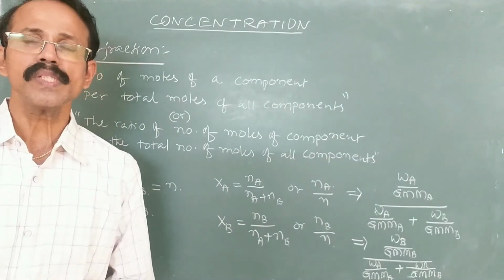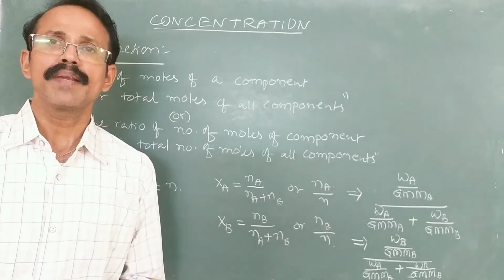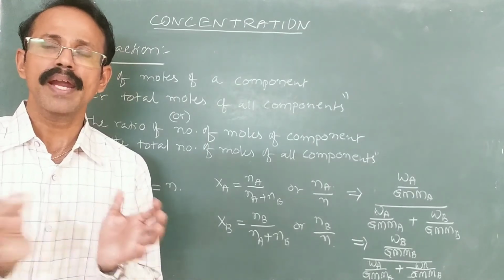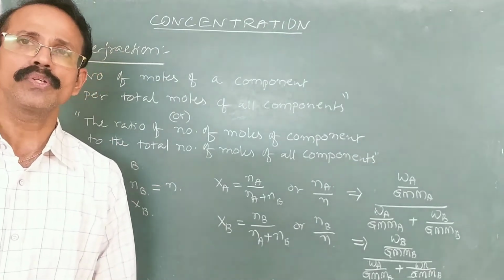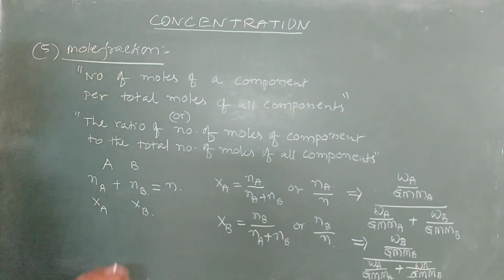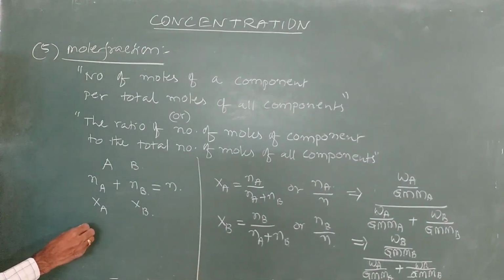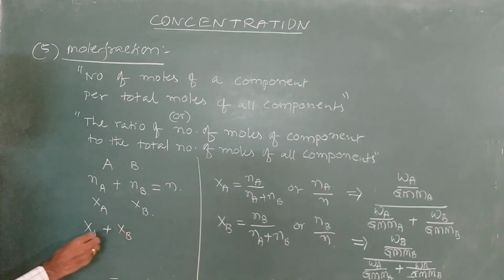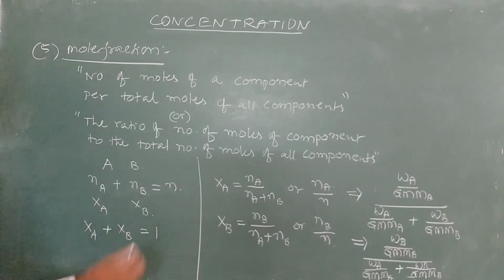Now, the sum of the mole fractions will be equal to unity. Okay, if you add all the mole fractions, that will be equal to unity. In a binary solution containing two components like A and B, the mole fraction of A is Xa, and the mole fraction of B is Xb. So the sum of the mole fractions will be equal to 1, right?